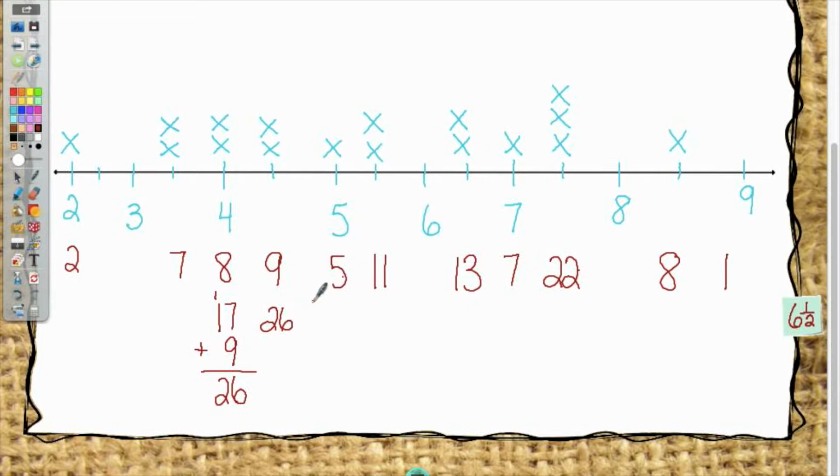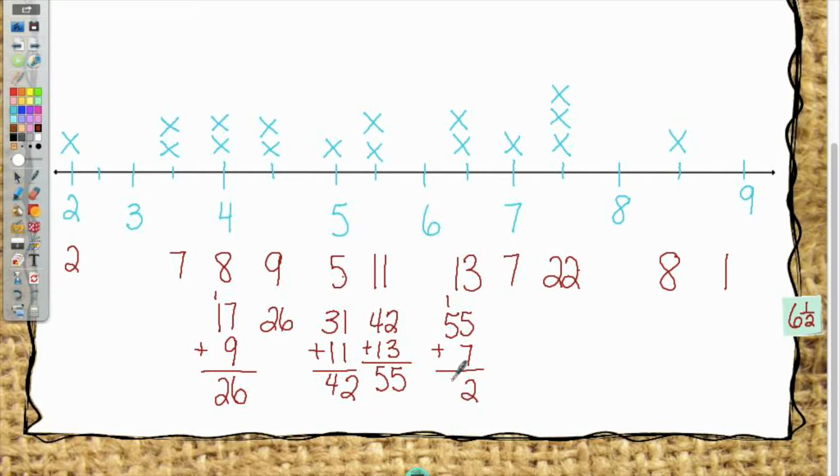26 plus 5. 31. Okay, write 31 down. 31 plus 11. 42. So write that down. 42 plus 13. Add it up. 55. 55 plus 7. 62. Write it down. 62.